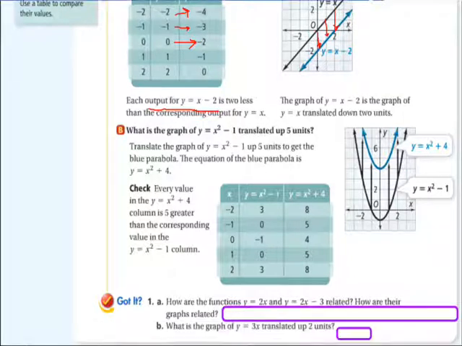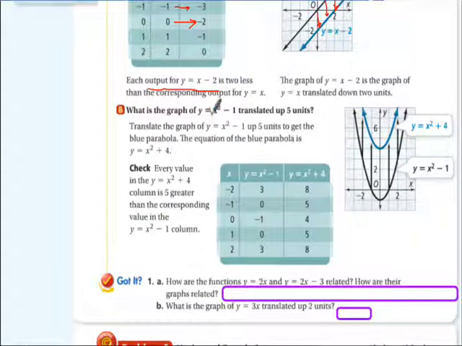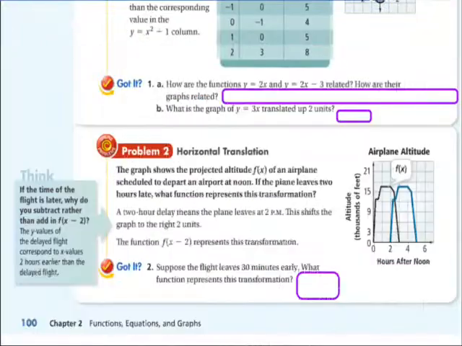Let's take a look at another example. What is the graph of y equals x squared minus 1 translated up 5 units? What does the graph look like? Well, we just take the regular table of values, and we're going to shift it up 5 units. Shifting it up 5 from minus 1 is how we get plus 4, because negative 1 plus 5 is 4. And so for every x, we add 5 to the y, and it literally just takes the whole parabola, the quadratic function in this case, and shifts it up 5, okay?